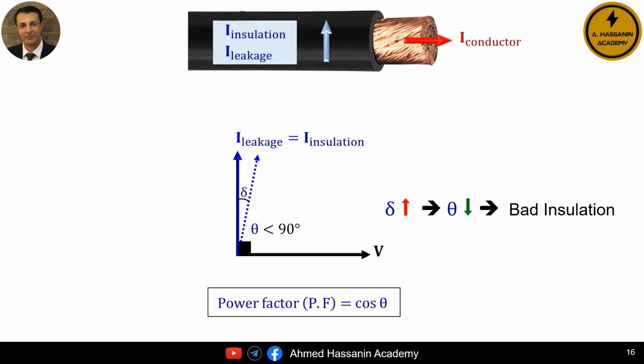Accordingly, the greater the value of the delta angle, the greater the amount of impurities and contaminants within the insulating material. And of course, the opposite is also true. If the impurities and contaminants within the insulation are treated or reduced, this means the value of the delta angle will decrease and the value of the theta angle will increase until we reach the ideal case, which is the absence of any impurities or contaminants within the insulating material. In this perfect case, the delta angle equals 0 degrees and the theta angle equals 90 degrees, which represents the ideal condition of insulation, or of a capacitor's insulation in general.